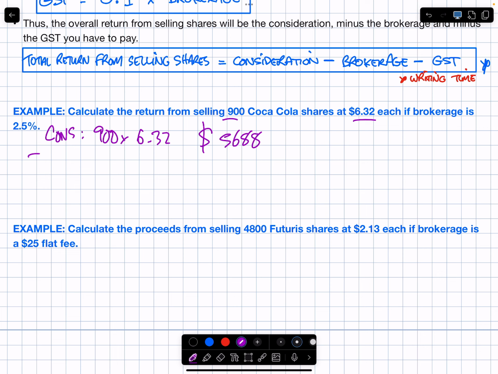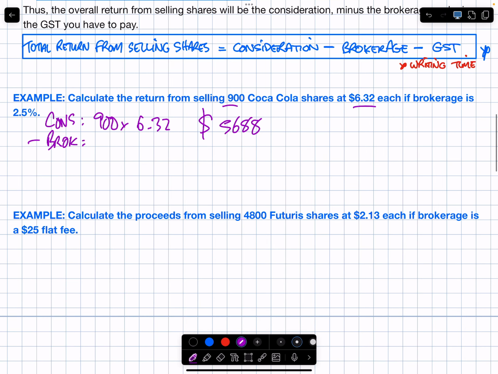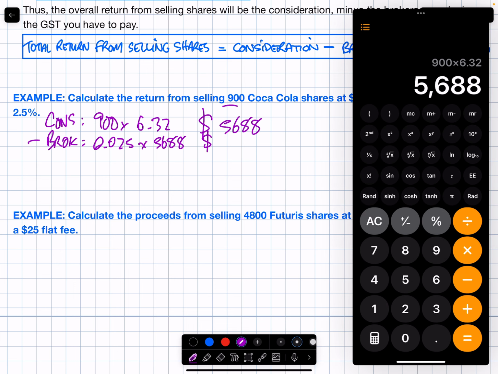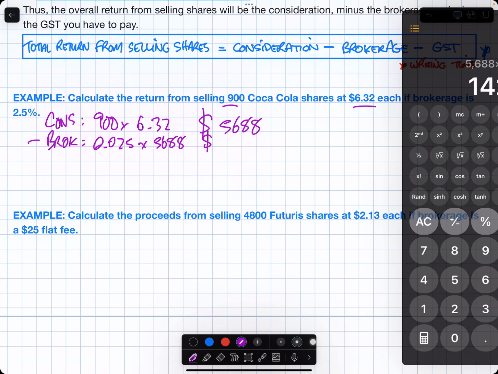But you're taking away brokerage. Brokerage here, is it a flat fee or is it a percentage? What would the decimal for 2.5% be? 0.025 times the consideration of 5688. So what you'll notice is the calculations in your calculator, they flow into each other. Am I using 5688 in the next calculation? So don't erase it. Times it by 0.025. $142.20.